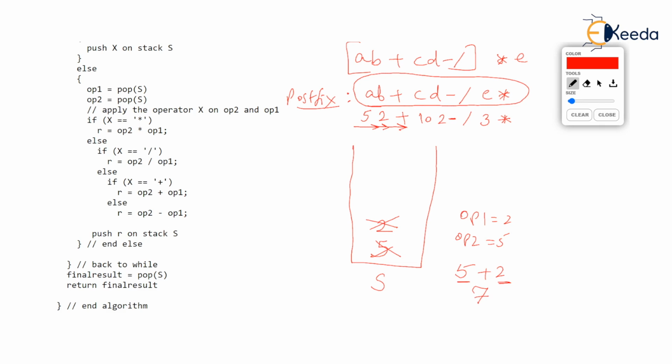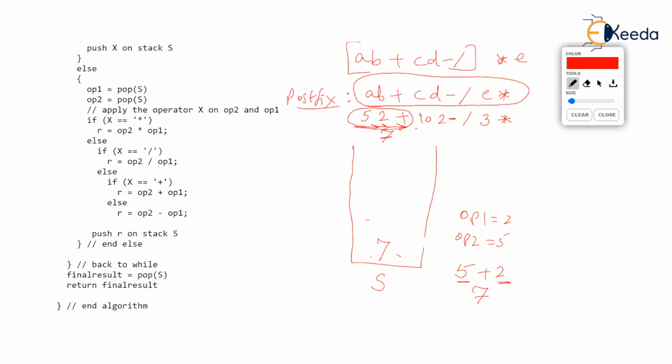What will you do with this 7 is you will push it on the stack, isn't it? So now the stack does not have 2 and 5, but the stack has 7. So this portion, 5 2 plus, has already got evaluated as 7. So you notice on the stack we are having 7.